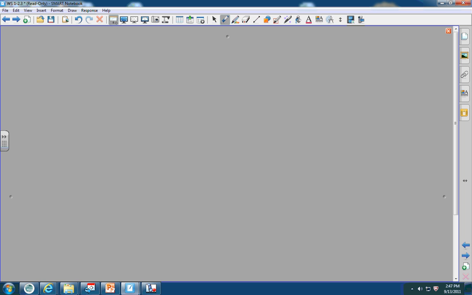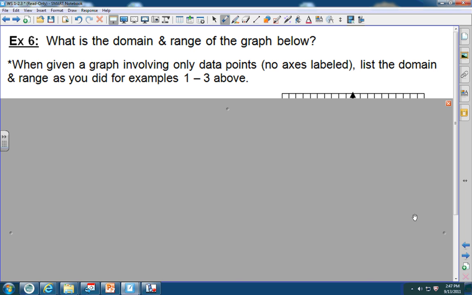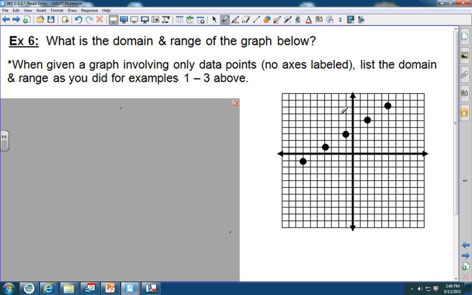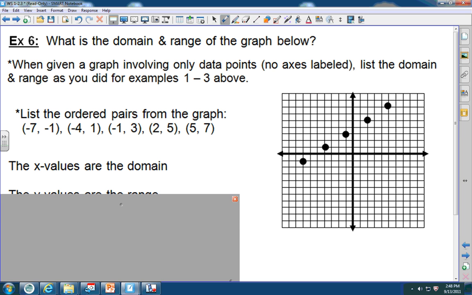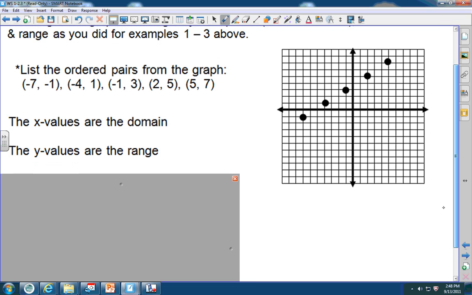Next, now, let's see if I can pull this over here. Now, a lot of times you're going to have just these ordered pairs right here. When you just have dots everywhere, this is called a scatter plot. Okay, we'll come back to that in a little bit. But the scatter plot, all these points, when they want you to find the domain and range, again, the first thing you're going to do is list the ordered pairs. That's step 1, because there's negative 7, negative 1, negative 4, 1, negative 1, 3, and so on, to list the points. Now, the x values are the domain, the y values are the range.